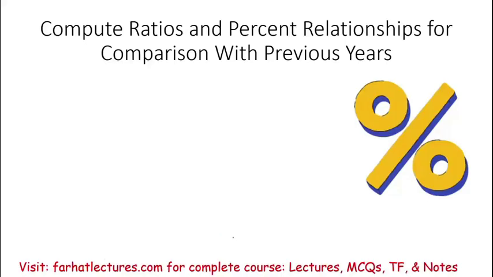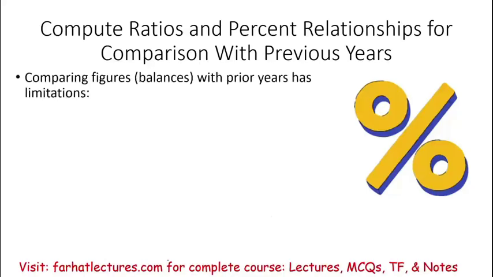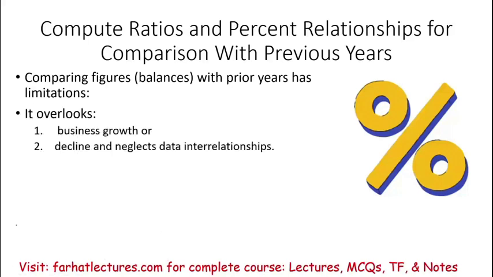And you're going to learn about all sorts of ratios in this course. You're going to be familiar with all of them. Then we're going to apply different ratios in different cycles. Bear in mind, what I'm giving you here is the big picture. So compute ratios and percent relationships when you compare with the prior period. Why? Because if you compare only balances, you overlook the size, the business growth. What does that mean? It also overlooks decline or neglects data interrelationships.